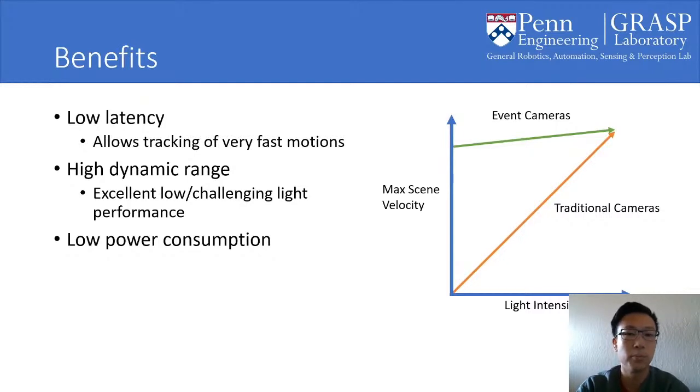These cameras come with a number of benefits over conventional cameras. As you saw before, they have very, very low latency because they do not have fixed exposure times and instead track changes as they occur. This allows us to track very fast motions without traditional issues such as motion blur. Another benefit of these cameras is that they have very, very high dynamic range, once again due to the loss of the exposure time. This gives them very excellent performance in both low light conditions as well as challenging lighting conditions where you have high variations in light intensity. Finally, these cameras have relatively low power consumption compared to conventional cameras.